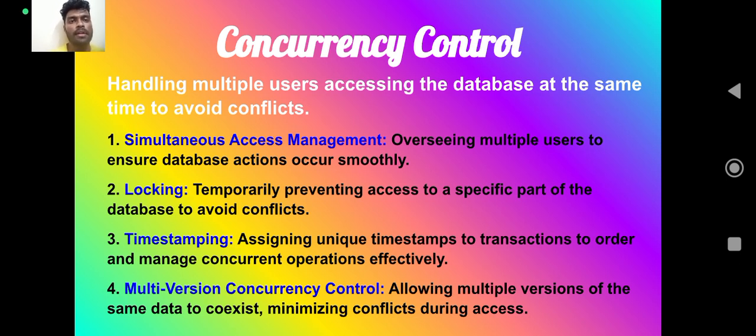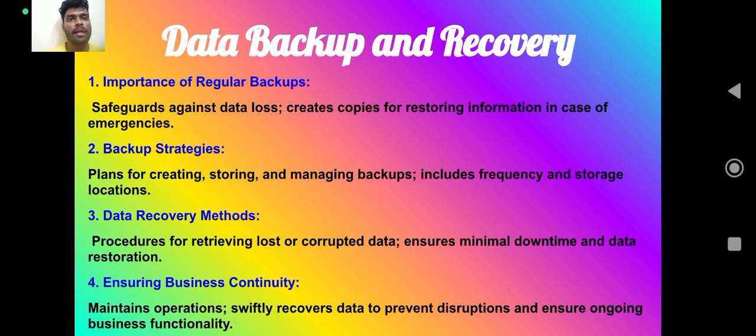Time stamping assigns unique timestamps to transactions to order and manage concurrent operations effectively. That is, we assign timestamps to the user, so that only in that specific time can you access the database. And then there is data backup and recovery, which is also a main advantage of DBMS. If we use MS Excel, we can't recover the data. If we delete the data, we can't recover it. But in the DBMS, we can do recovery as well as backup.